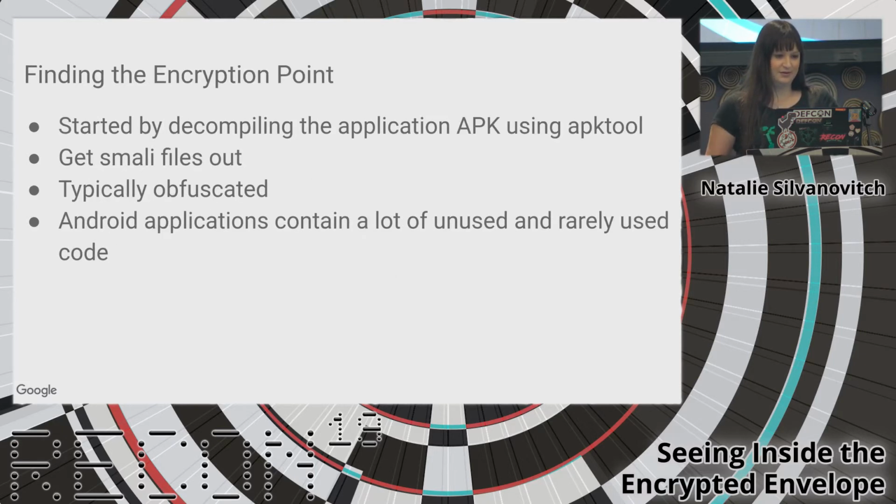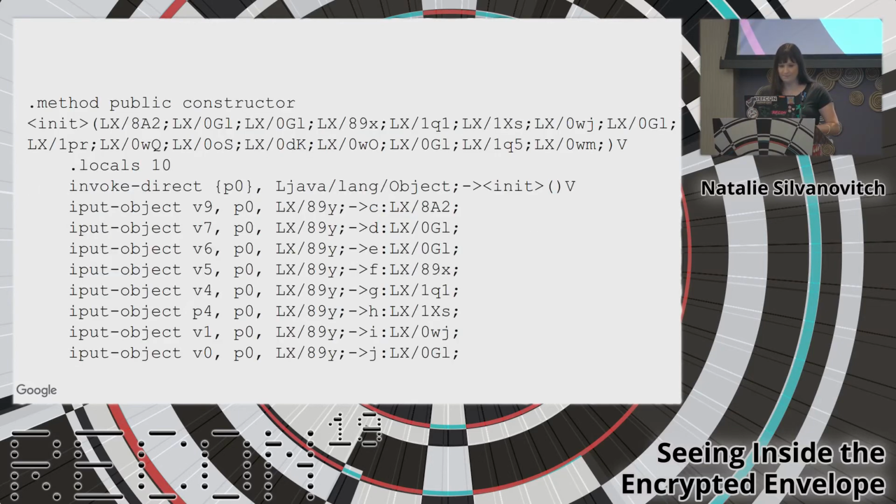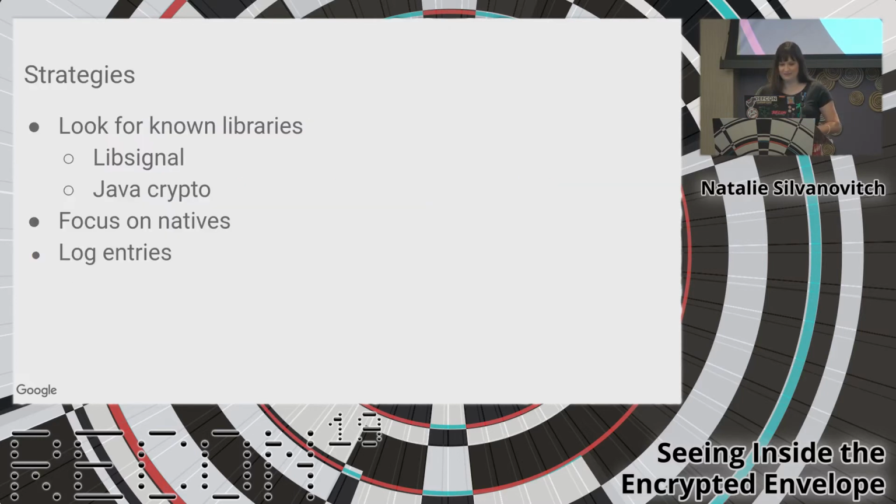So to start off, I decompiled the APK with APKTool and got the smali files out. But unfortunately, they're usually obfuscated. And also, Android applications have this tendency to just include tons and tons of code that no one ever uses. So here's an example of the sort of code you will get out from your typical Android application, which is unfortunately not that informative. So one thing I did right away was I looked for known libraries.